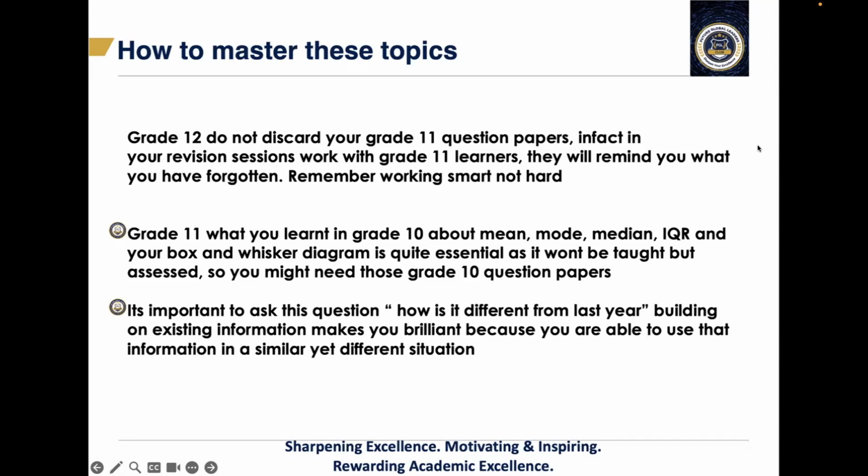And number two, grade 11, when it comes to Euclidean geometry, in grade 10, you were doing Euclidean geometry whereby you were proving that it's a parallelogram. You were proving that it's a rhombus. You were proving that it's a square. That information that you used to prove that it's a parallelogram, it's a square, and all of that, you actually need that information when we are simplifying riders in grade 11.